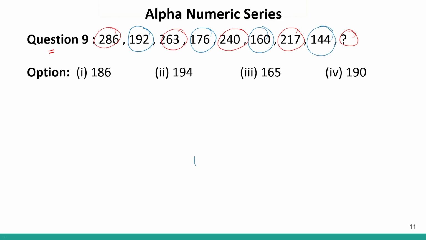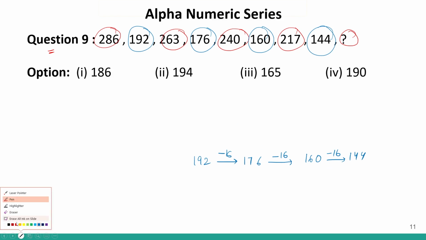So for the second series, I am writing 192, 176, 160 and 144. If I look over here, 192 and 176, this is minus 16. Similarly, 176 and 160 is minus 16, and 160 and 144 is also minus 16. If I reduce 16, I'll get 176. Correct? Now coming to the first series, because we have to find this missing term in the first series.